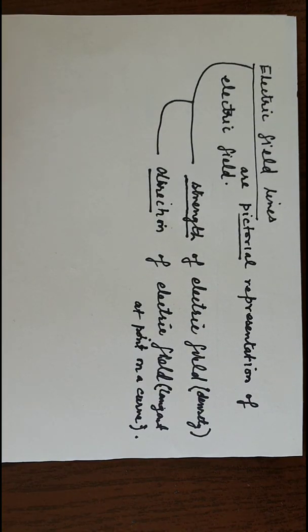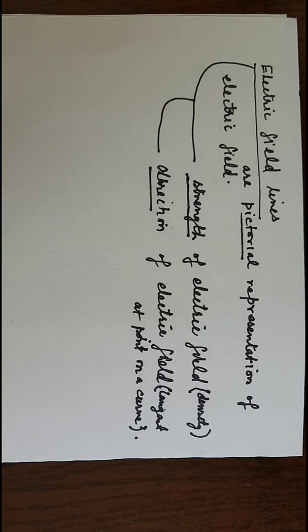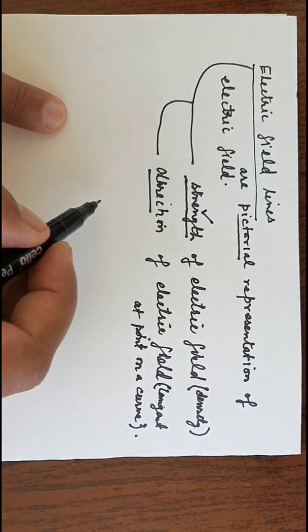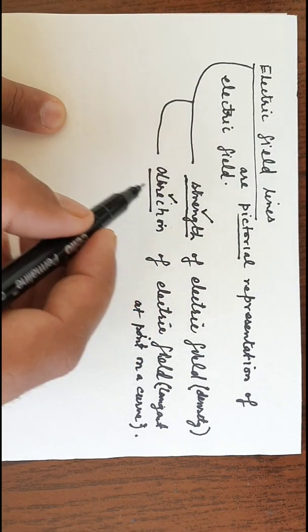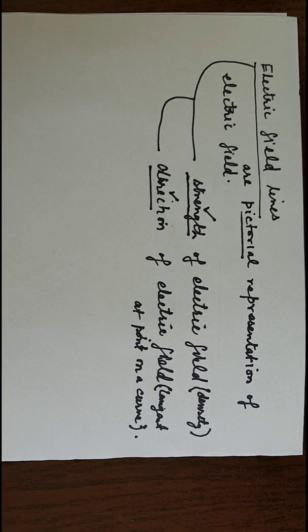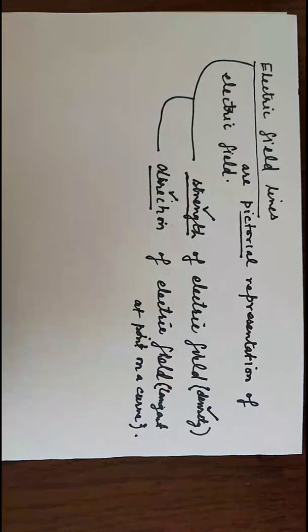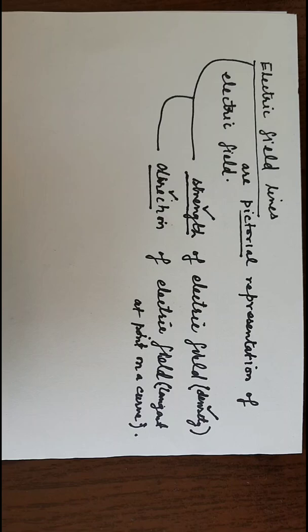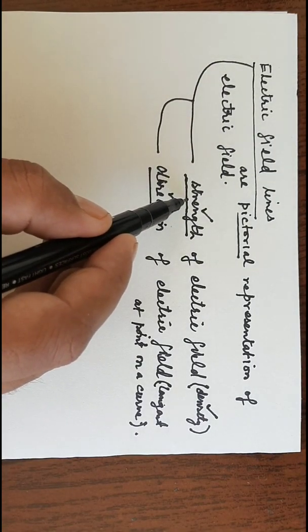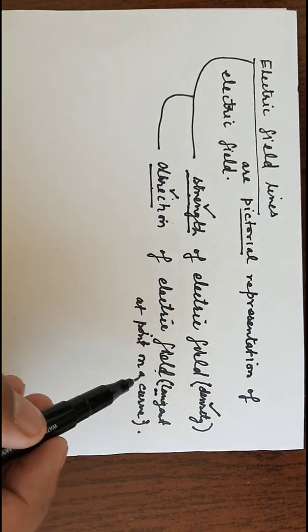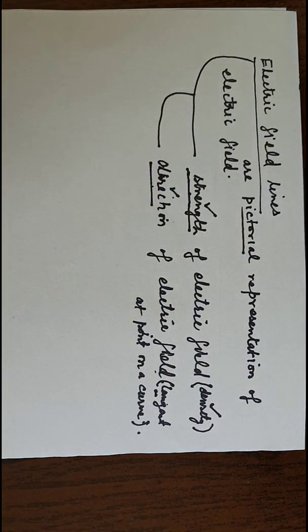So electric field lines are basically those lines which represent the strength of electric field and direction of electric field. How do they represent? If the lines are more, then the density is more, then the strength will also be more. Direction is given by the tangent at a point on a curve.